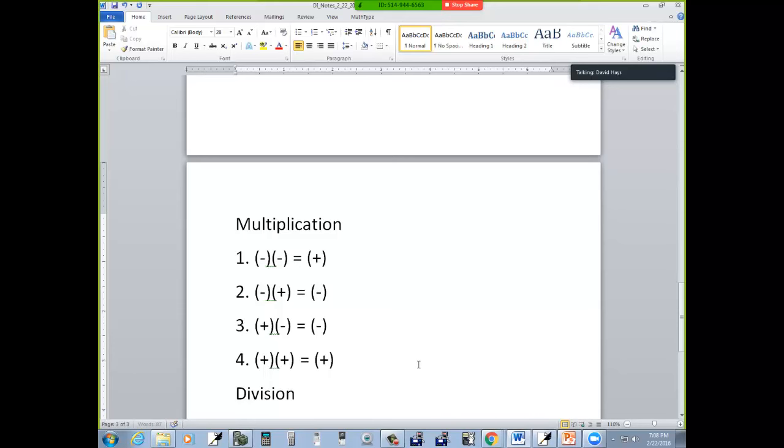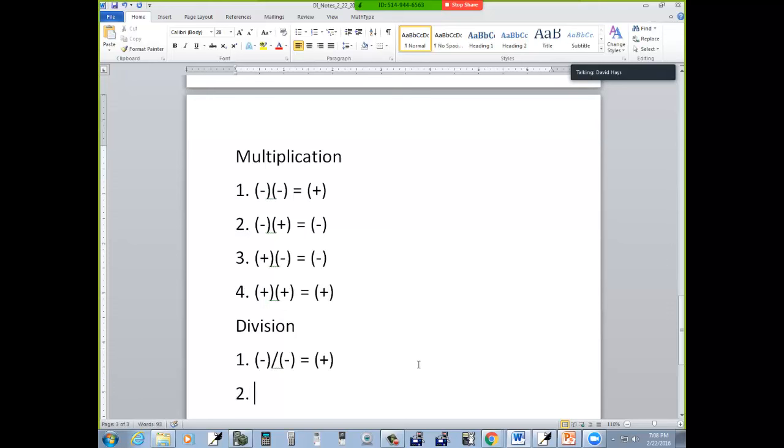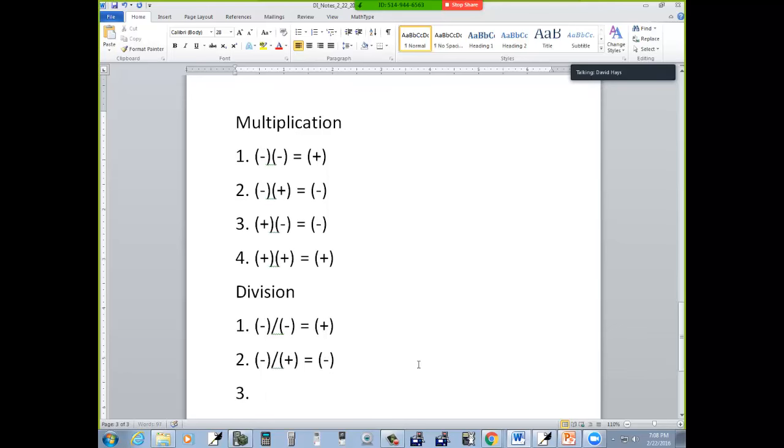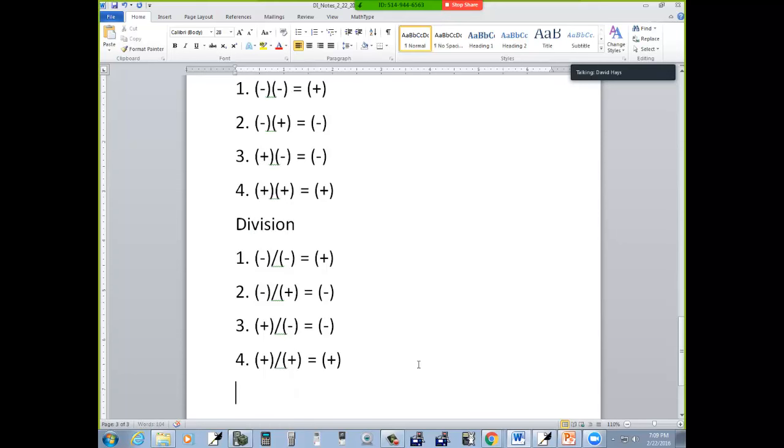Now for division, we'll divide just like normal, but we just have to look what the signs come out as. If you got a negative divided by a negative, that's going to give you a positive. If you have a negative divided by a positive, that's going to give you a negative. If you have a positive divided by a negative, that'll give you a negative. And if you got a positive divided by a positive, that will give you a positive. And again, you probably notice the pattern. If the signs are the same, it becomes positive. Signs are different, becomes negative.